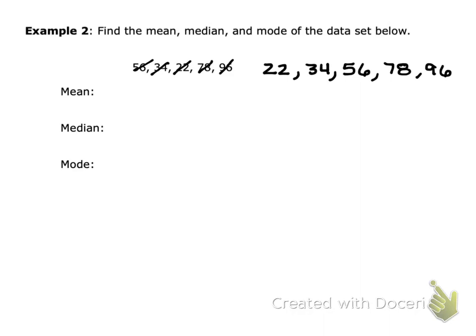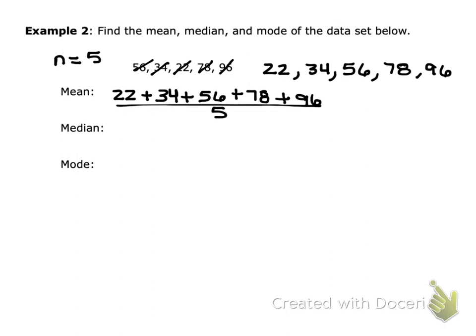And then we're going to count the number of numbers, so our n is 5. For our mean, we're going to add all of those up, and we're going to divide that by the number of numbers, which is 5. So when we add all of that together, we get 286 divided by 5. So our mean would be 57.2.